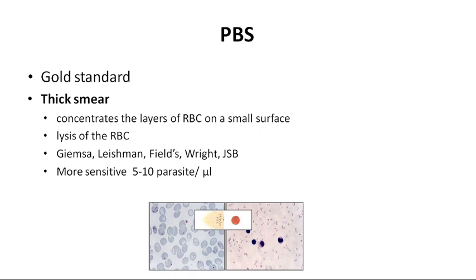So let's see the peripheral blood smear. It was considered a gold standard, and even now it is considered a gold standard. The thick smear is first, which is made by concentrating the layer of RBC on a small surface. After that, the RBC are lysed using hypotonic saline or tap water, which is then stained using Giemsa, Leishman, Field's, or Jaswant Singh Bhattacharji stain. This method is comparatively more sensitive because it can detect as little as 5 to 10 parasites per microliter of the blood.